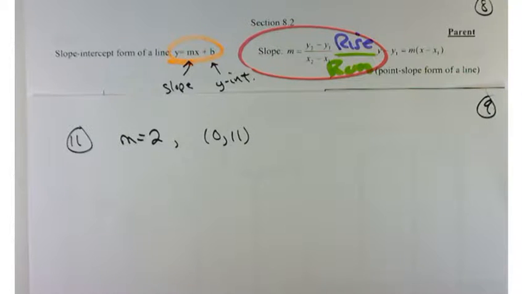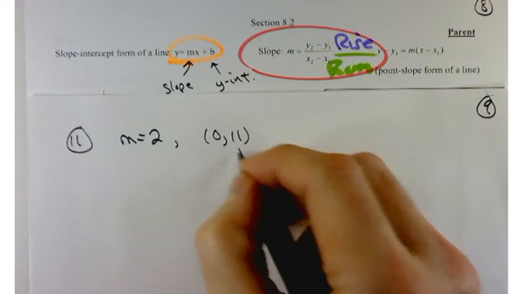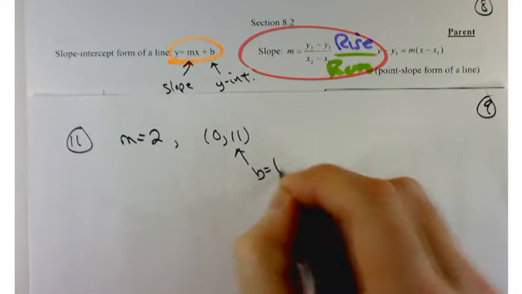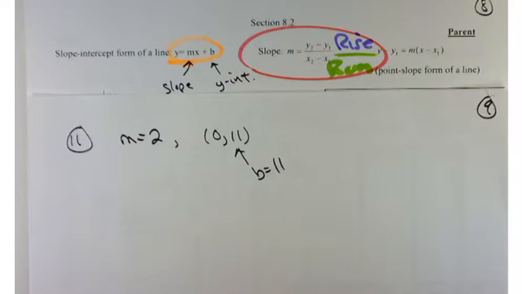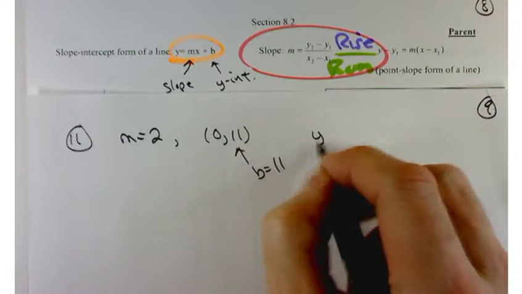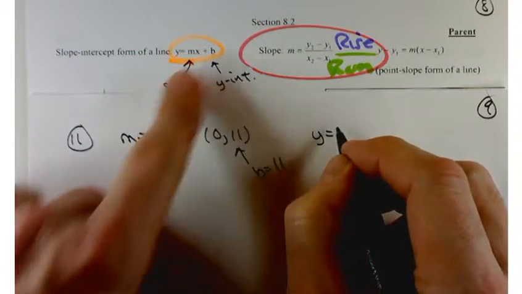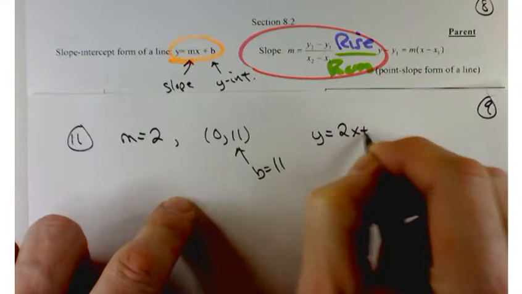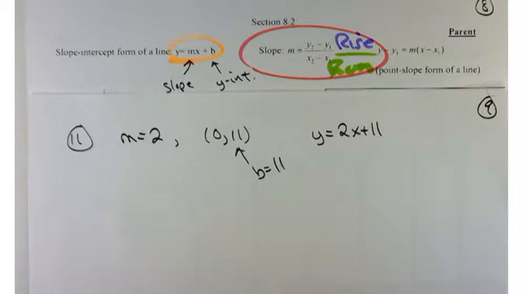Yeah, it's the y-axis. It's your y-intercept. It's right on the y-axis. So this right here in particular, that's b. b is 11. Well, we got enough for our equation. y equals 2x plus 11. And that's it. You're done.